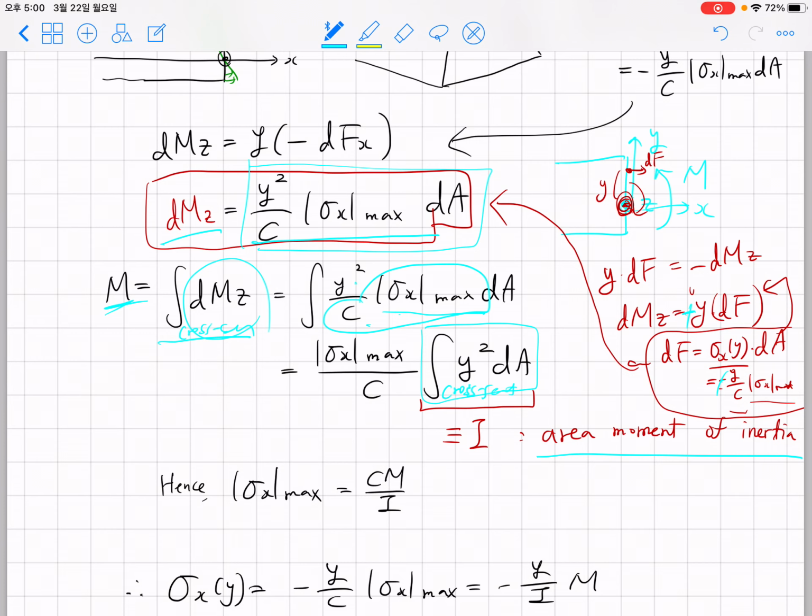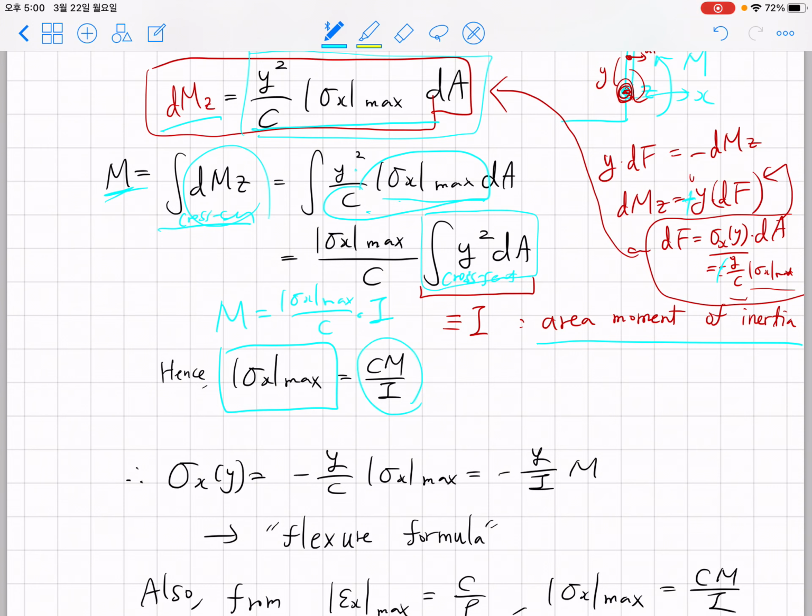Then after defining this integral as I, we end up having M equals sigma x max divided by c, multiplied by I. Now you can obtain sigma x max in terms of applied moment M and the geometrical values c and I. c is the largest distance from the neutral axis. It can be either the top plane or the bottom plane depending on the geometry. Now we have information regarding sigma x max in terms of M and geometry.